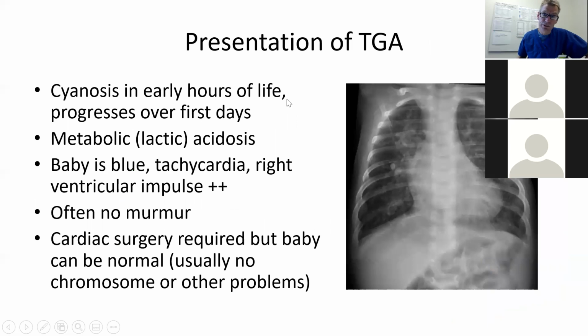As I said, they're cyanosed in the first hour of life, and that progresses over the first few days. They often have a severe metabolic acidosis as well, and they're very blue and tachycardic. They have a right ventricular impulse. So remember that they have a hyperdynamic circulation with a right ventricular impulse. Sometimes you can't hear a murmur in babies with a TGA. But the X-ray looks like this.